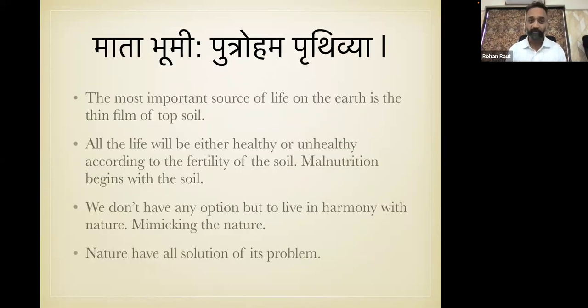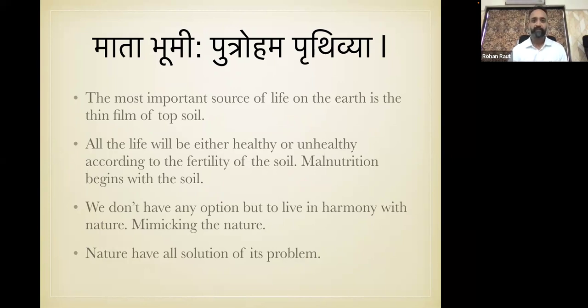This is a very popular saying in Sanskrit: Mata Bhumihi Putroham Prithvivyam, which means my mother is Mother Earth, and I am her child.